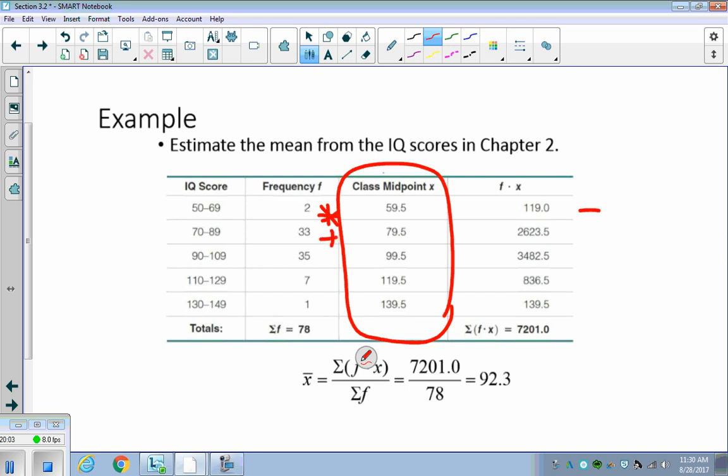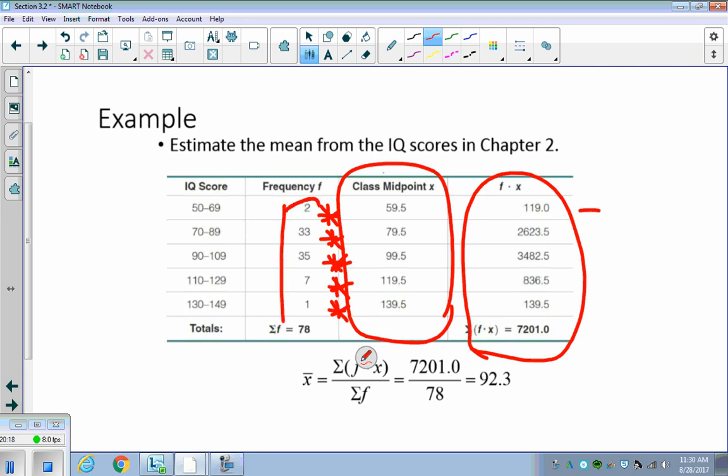And again, 33 times this, 35 times this. And then I'm going to sum them all, and then I'm going to divide by the sum of the frequencies, because I have to count every data point. Okay? So that can be a lot of work, right?